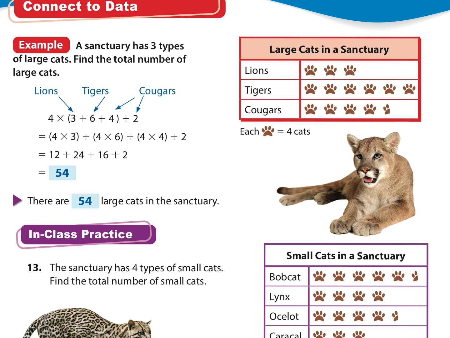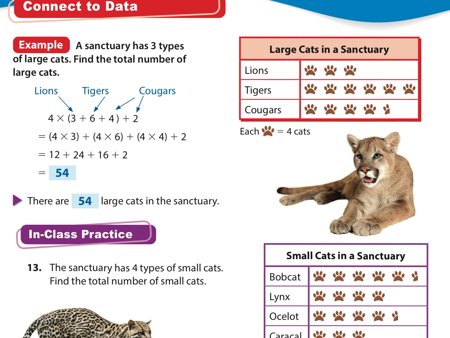You're going to see this again in just a minute. But here's an example that's already completed. So what we're showing is lions, tigers, and cougars. A pictograph will always have a key, and it's going to tell you what something represents. So each paw print is representing 4 cats. Okay? So it says a sanctuary has 3 types of cats. Find the total number of large cats.